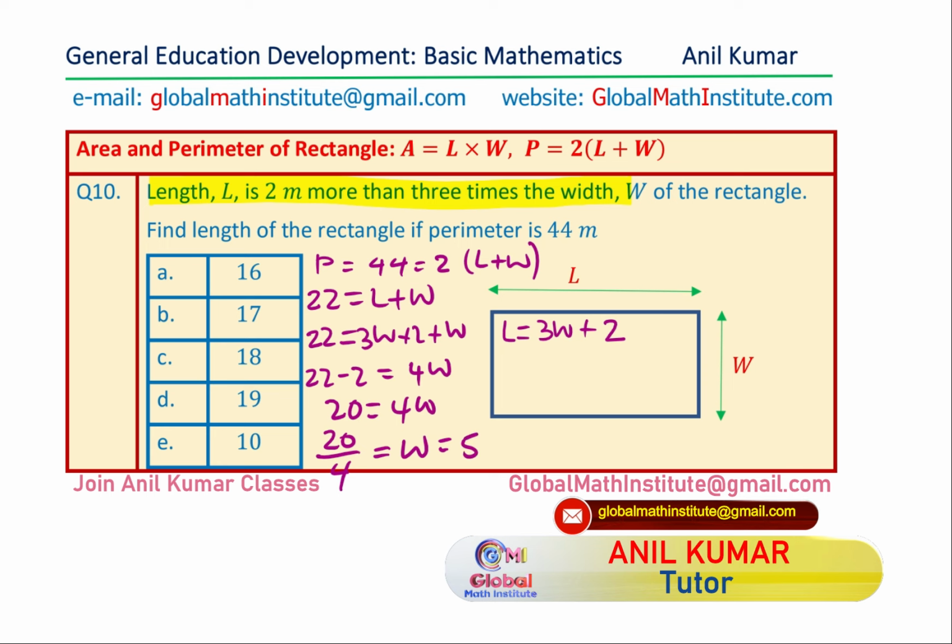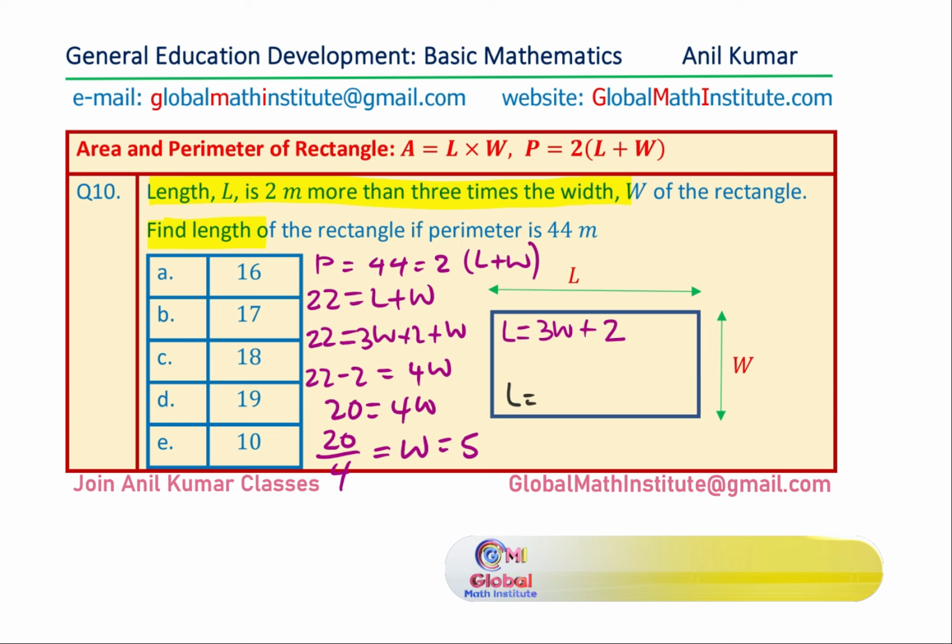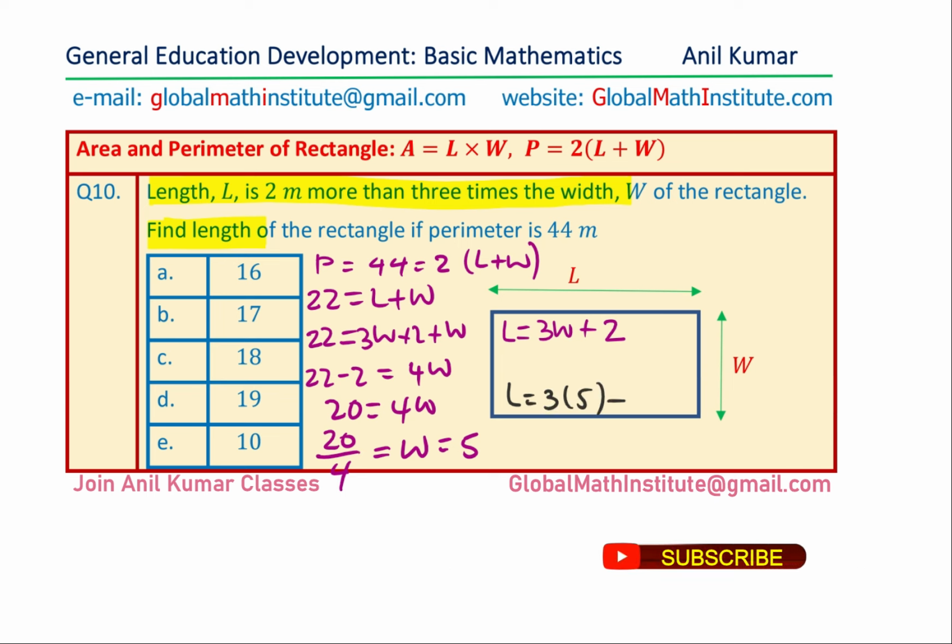So we know width is 5, but we need to find the length, correct? Remember this. We need to find the length. So length will be 3 times 5 plus 2, so 15 plus 2 being 17. Is that okay? So we get the answer B as the right option for the given question.